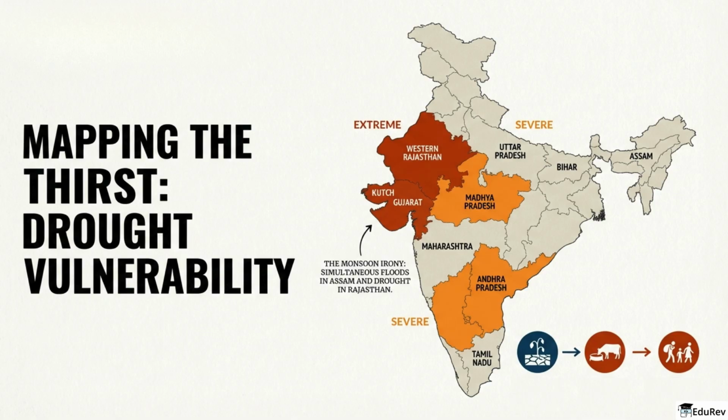And the chain of consequences is important. Crop failure leads to fodder scarcity, which leads to human migration. This is where you show maturity. Drought is not only climate, it is livelihoods.